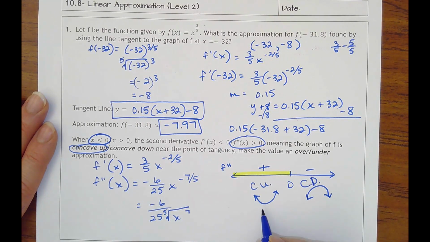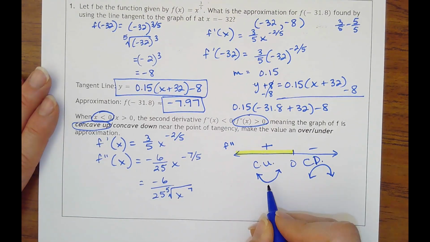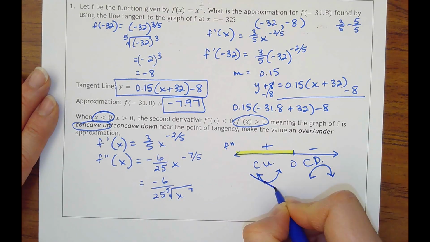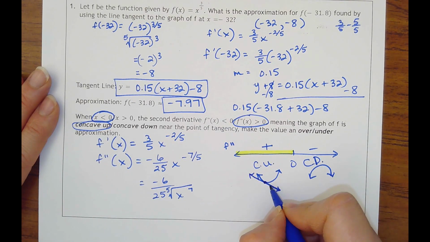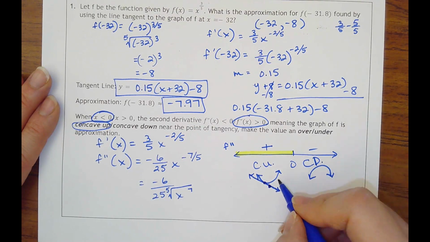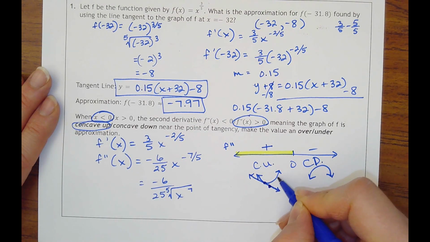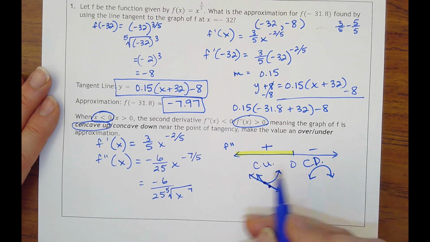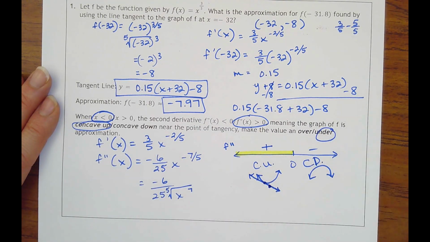Near the point of tangency, making the value an over or under approximation. Let's think about this. If I have a curve that is concave up, and so let's say here was my point of tangency. If I want to know at this x value, and I use it on this line of tangency, am I going to be over or under what the actual value would be on the curve? I'm going to be under it. No matter how I draw my tangent lines on a concave up function, I'm always under the function. So it's an under approximation.